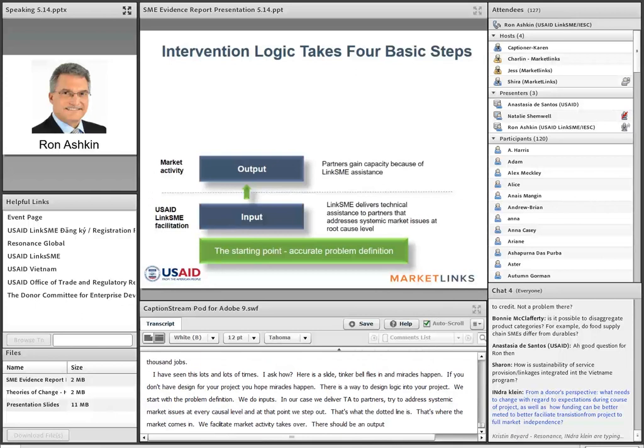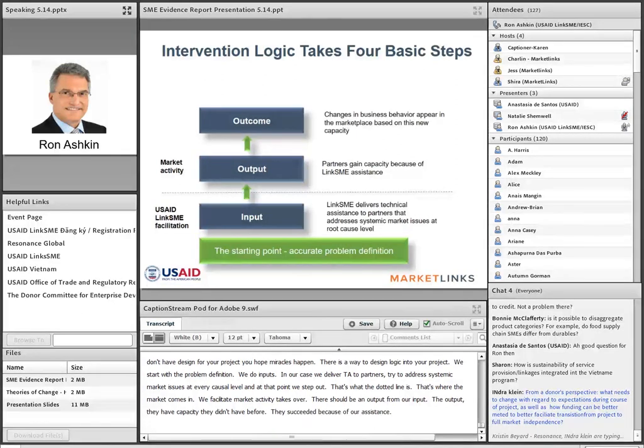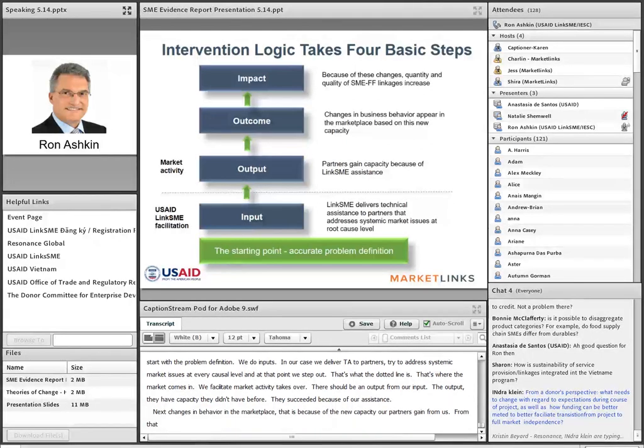Market activity takes over. There should be an output from our input. The output is that our partners gain some capacity they didn't have before. And it has to be because of our assistance. Next, there should be an outcome. Those are actual changes in behavior that show up in the marketplace, and it's because of the new capacity our partners gain from us. From that comes impact. In our case, because there's changed business behavior, the quantity and quality of SME foreign firm linkages in Vietnam increase.